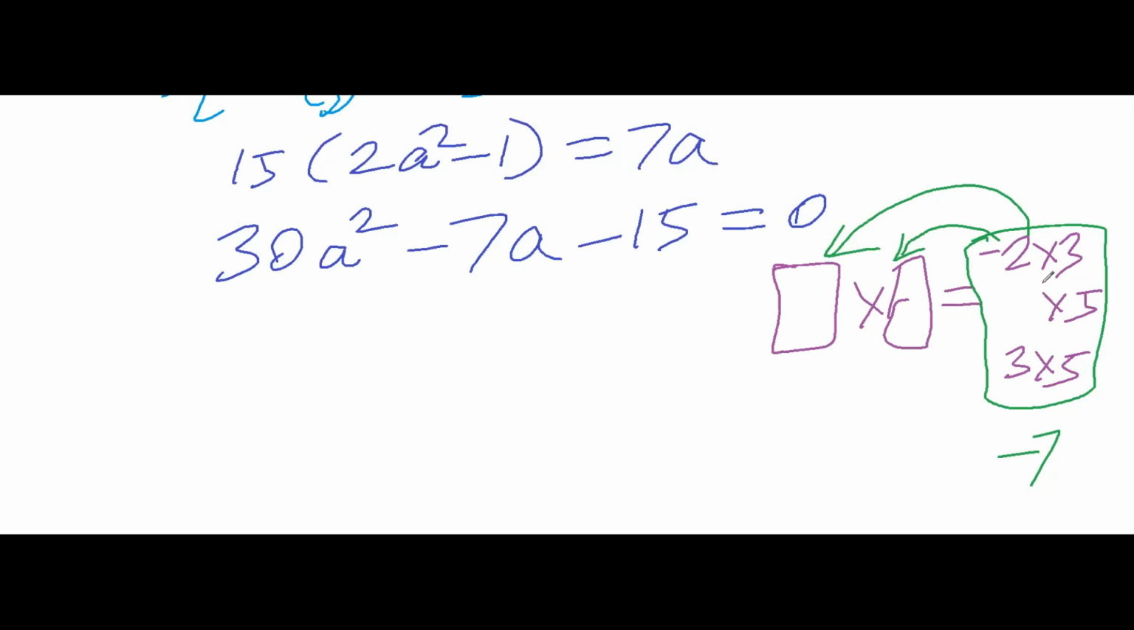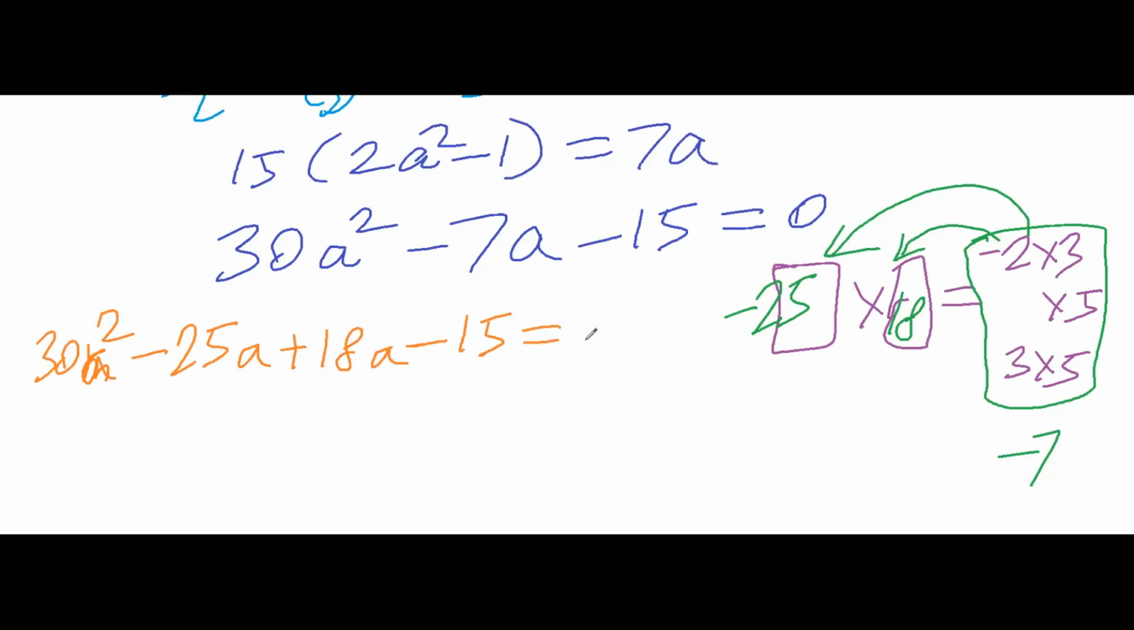That number could be 9 and 2 into 9, which is 18. So that number is minus 25, and 18. So minus 25 plus 18, when you do, you will get minus 7. So what will I write next? Next I will write 30a square minus 25a plus 18a minus 15 is equal to 0.